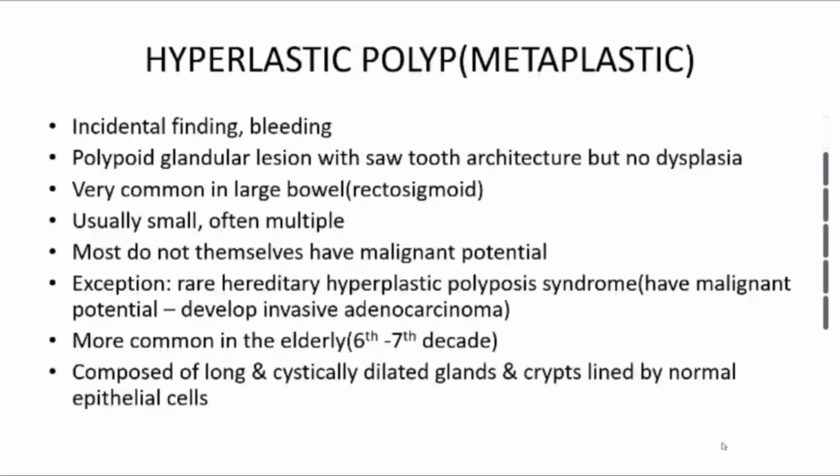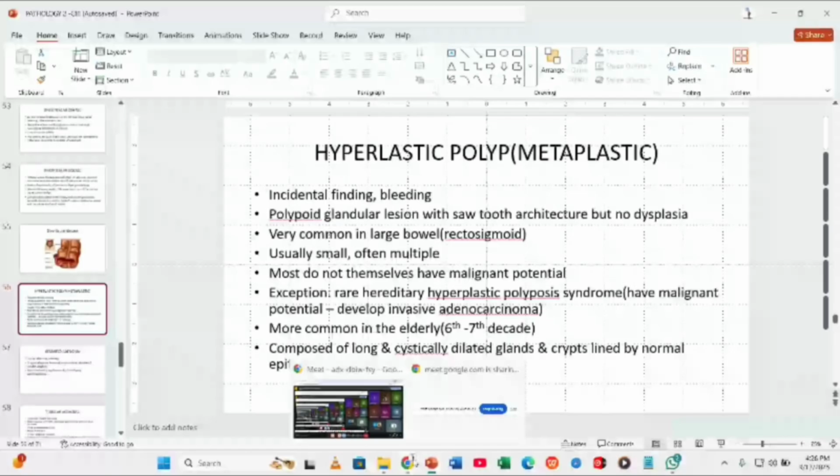Most of the time, these hyperplastic polyps are small, but they are often multiple, that is, more than one. Most do not themselves have malignant potential, so they rarely change and become cancerous. However, there are exceptions, for example a rare hereditary hyperplastic polyposis syndrome. That can lead to a cancer syndrome. In that syndrome they have malignant potential, and they tend to develop invasive adenocarcinoma.